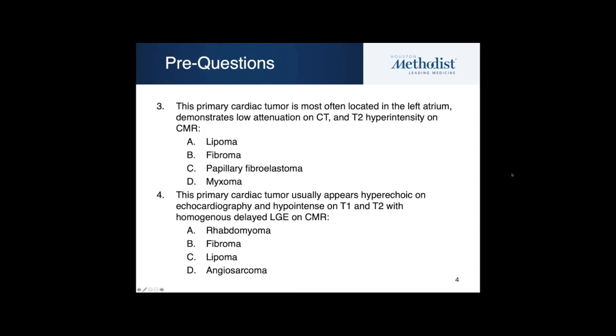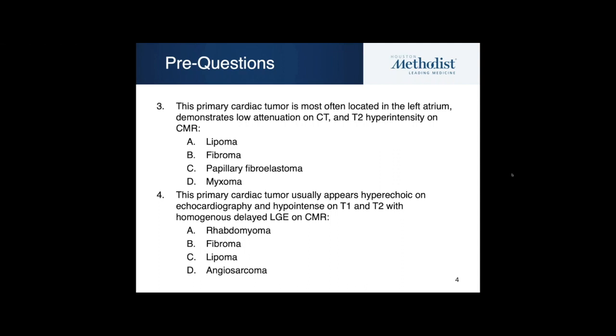Next question, now we're starting to get into the real meat of the topic, is how to combine multimodality imaging, clinical characteristics, and anatomic localization into a non-invasive diagnosis of cardiac tumors. So this primary cardiac tumor is most often located in the left atrium, demonstrates low attenuation on CT and T2 hyperintensity on cardiac MRI. Options being A, lipoma, B, fibroma, C, papillary fibroelastoma, D, myxoma.